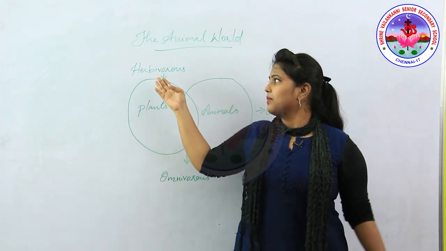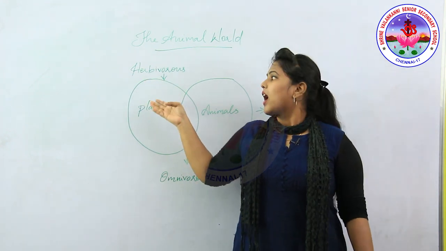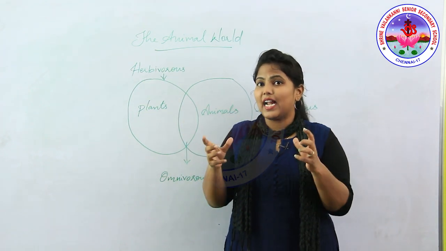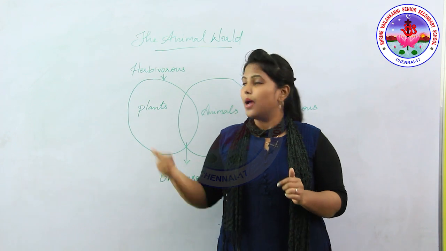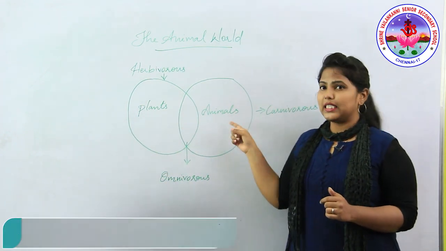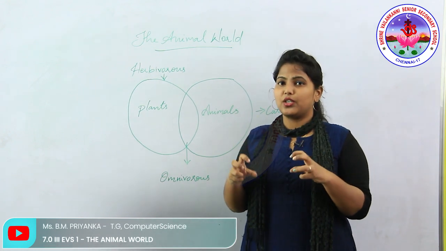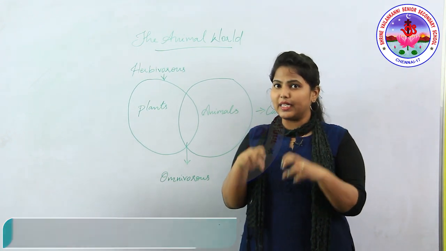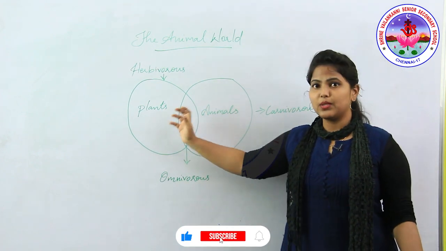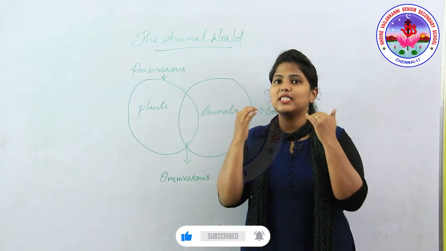So the animals which are herbivorous will have flat teeth because they are eating only the plants. And what about the carnivorous? The carnivorous animals will be eating the other animals' flesh and all. So they will have sharp teeth. Okay, and the animals that eat both the plants and the animals will have sharp teeth as well as the flat teeth.